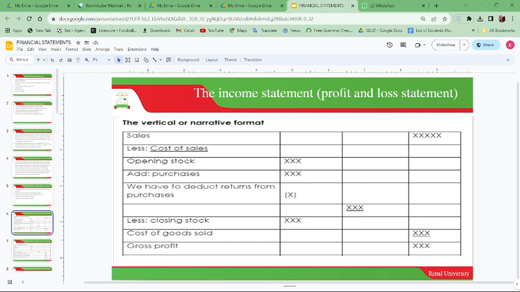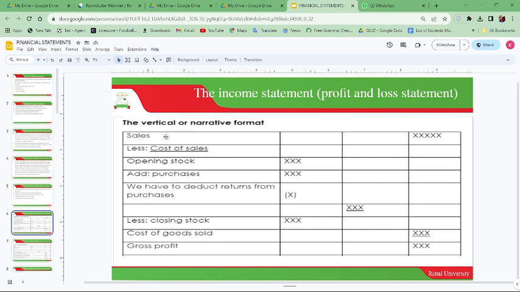So for the income statement, we have the format. Basically we have the T format and we have the vertical or narrative format. We are going to concentrate on the vertical format. The vertical format has these 4 columns. This one is to write your details, and then this one is to write your amount. First, this one is for your first amount, then the one after it is for workings, then this one is for your final answer.